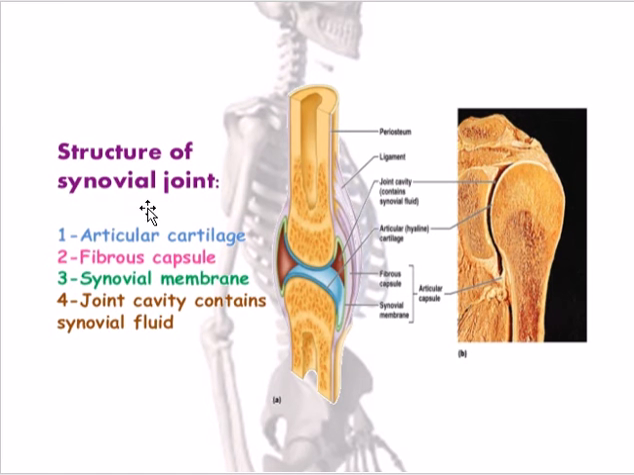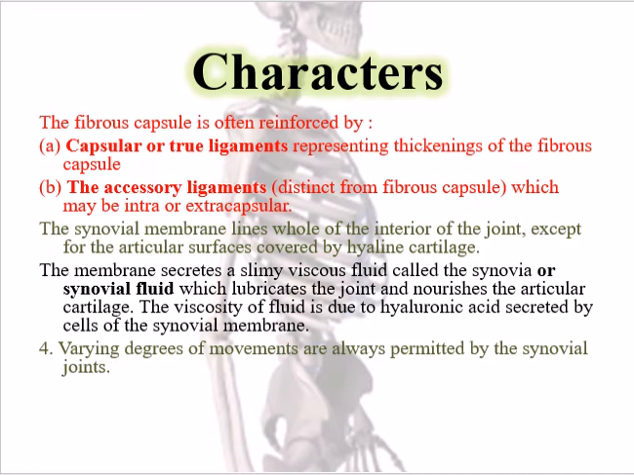Structure of the synovial joint: articular cartilage, fibrous capsule, then synovial membrane, and then joint cavity containing synovial fluid. Basically, the fibrous capsule is often reinforced by the capsular ligaments, representing thickening of the fibrous capsule, and the accessory ligament, which may be intra- or extracapsular.